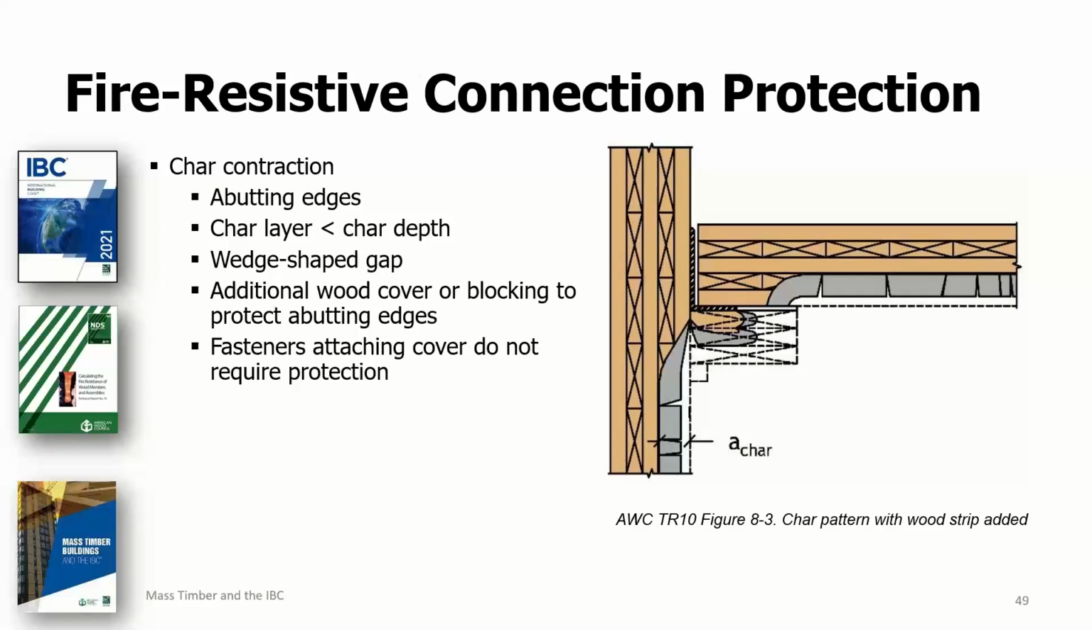This diagram depicts the profile of the char front in a floor-to-wall ledger connection when the steel angle hardware is properly protected. The char depth is labeled as A sub char, and the char's thickness is the width of the gray area that you see here. And you can see that the char front has formed a wedge-shaped gap at the interface between the wall and the 2x protection members. But because the protection has been designed to account for char contraction, this wedge-shaped gap does not quite reach all the way to the steel hardware. There's the wedge-shaped gap, and it doesn't quite reach the steel angle there.